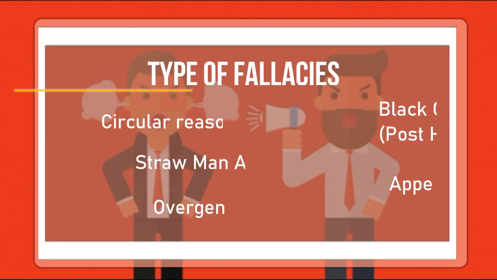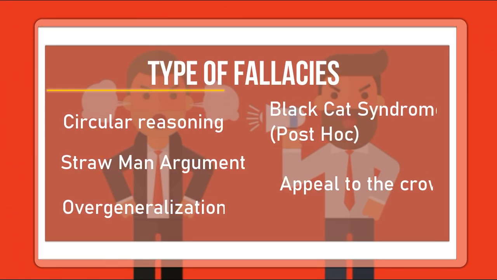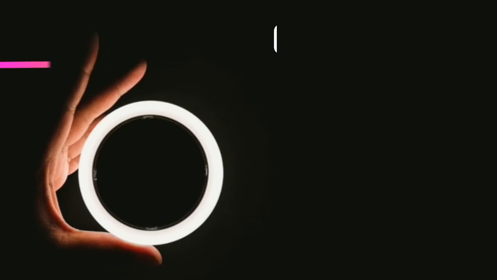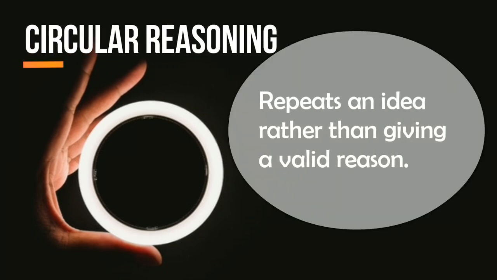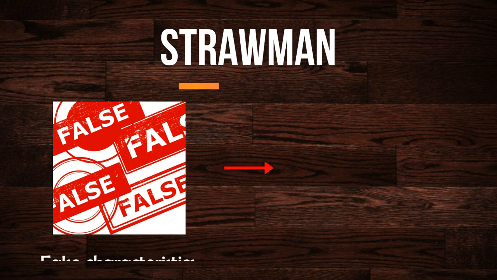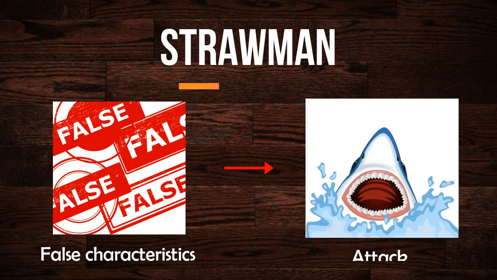There are a lot of types of fallacies. Some of them are circular reasoning, strawman argument, overgeneralization, black cat syndrome, and also appeal to the crowd. Firstly, circular reasoning. This happens when someone repeats an idea rather than giving a valid reason for their argument. Secondly, strawman argument. This may happen when someone gives a false characteristic to an argument and then attacks the argument based on those false characteristics.